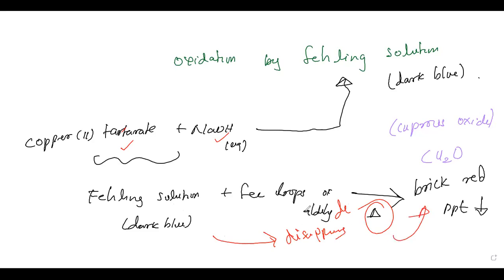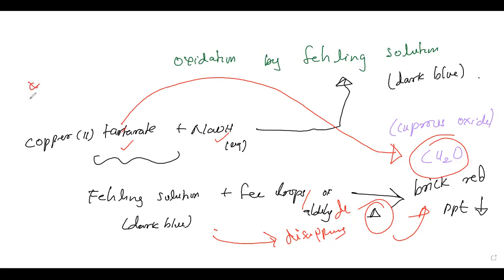That is very important. You have to mention the brick red. That is the formation of cuprous oxide, Cu2O. Copper II tartrate is converted into the cuprous oxide. That's why the dark blue solution is converted into brick red precipitate. Are you all clear? If you want to distinguish aldehyde and ketone, we can react with the Fehling's solution, which makes a further confirmation about the aldehyde.